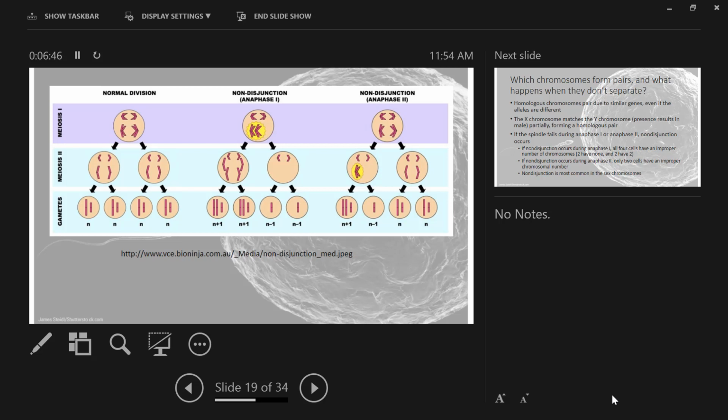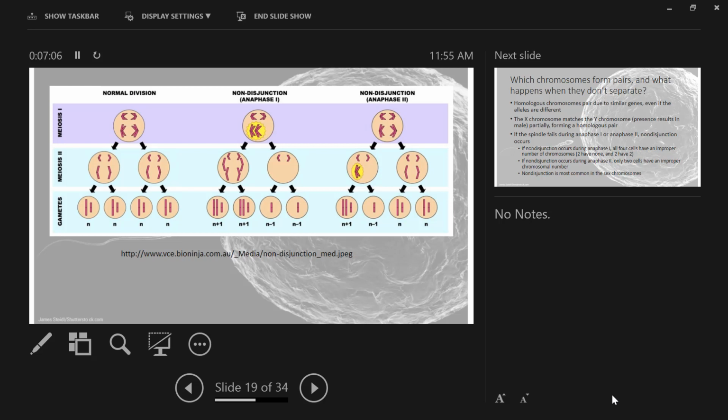Does that make sense? So you've tricked the checkpoint into thinking it's cool, right? Kinetochore microtubules are attached to both, like they need to be. It just so happened that both microtubules are coming from the same pole. And so, it's not good. It's not good when this happens.